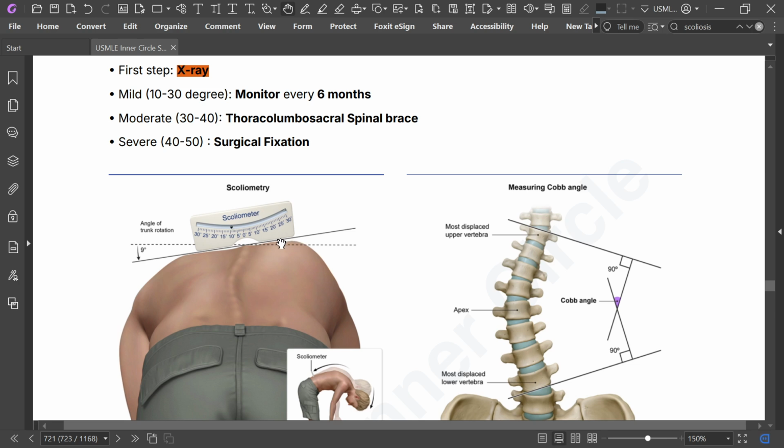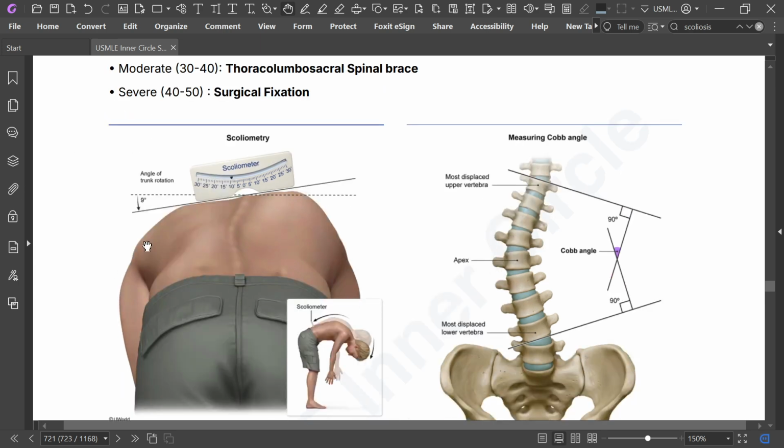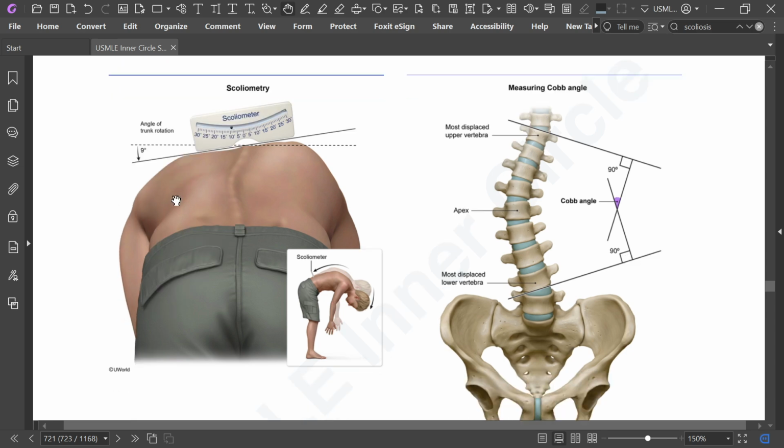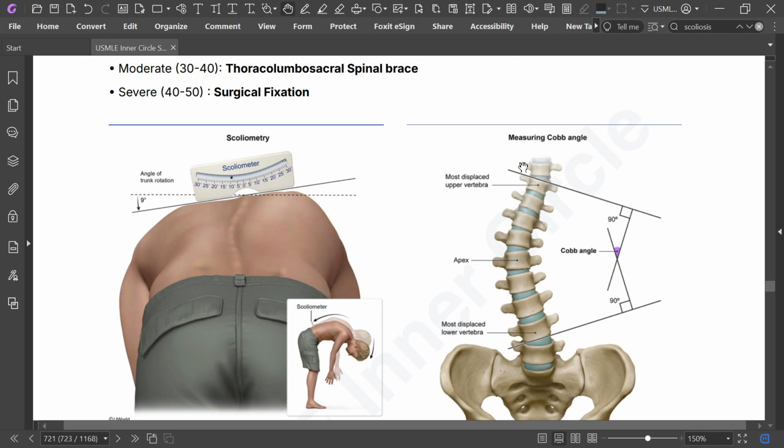This is the scoliometer, by which we can find out the scoliosis. Less than 10 degrees is spinal asymmetry, more than 10 degrees is scoliosis. This is the Cobb angle. It is measured from the most displaced upper vertebra and the most displaced lower vertebra. It forms an angle.